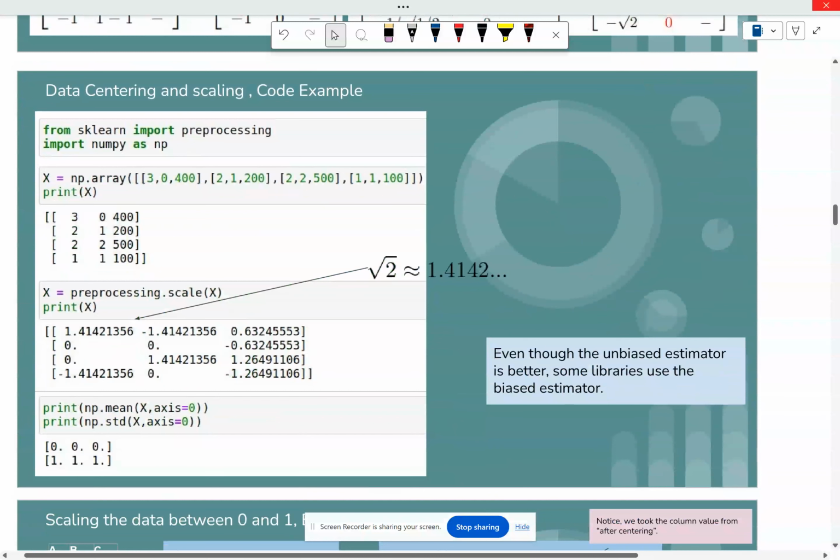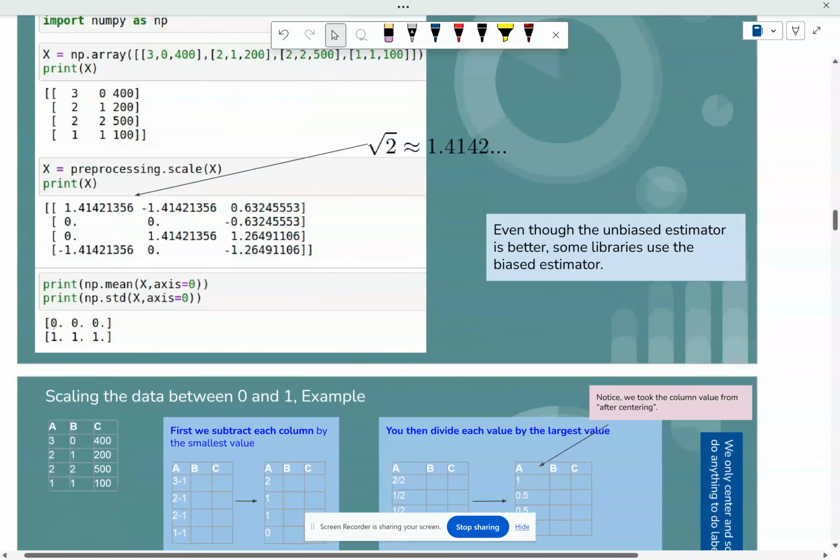Most of the time when you do pre-processing, you could just use Python's sklearn library. You got to make sure you import this first. Once you import this, here's your data matrix. You simply call preprocessing.scale. It will automatically center and scale it for you. And you can see that it's centered because the mean, the average, is around 0, and the standard deviations are all the same, which is 1.